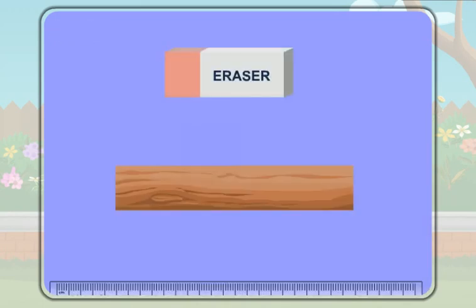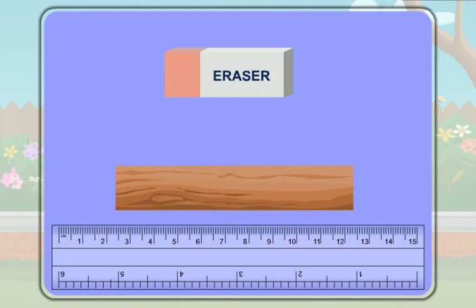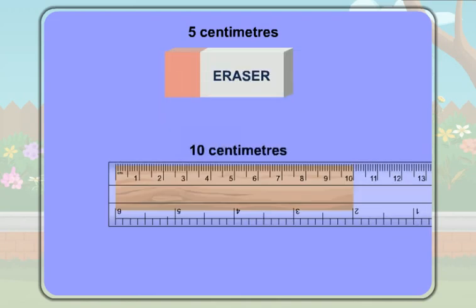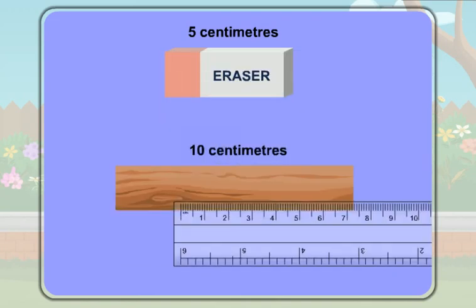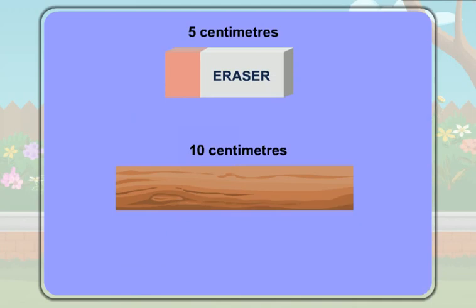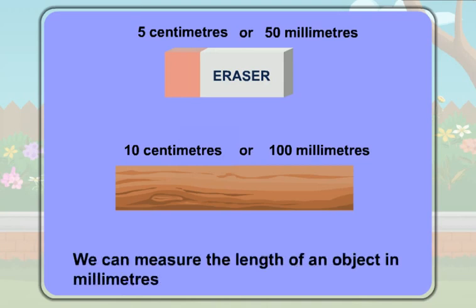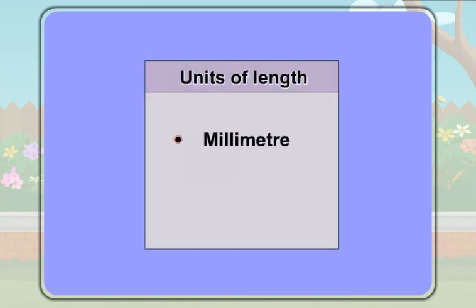Using a scale, when we measure the length of something, we may say the length is 5 centimeters or 10 centimeters. We also may say the length is 50 millimeters or 100 millimeters. We can measure the length of an object in millimeters or centimeters. So, millimeters and centimeters are the units of length.